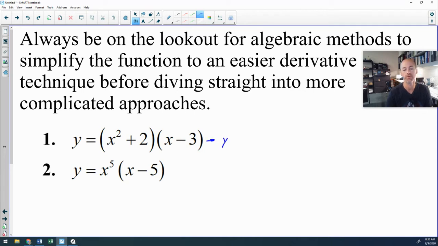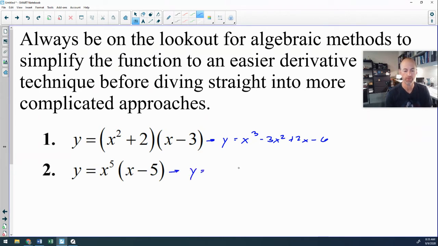However, if you channel your algebra skills at the very beginning, you could expand that, make that x cubed minus 3x squared plus 2x minus 6. And now I've reduced it from a product rule to a power rule. I've simplified the derivative approach. And number two is going to be even easier to clean up.